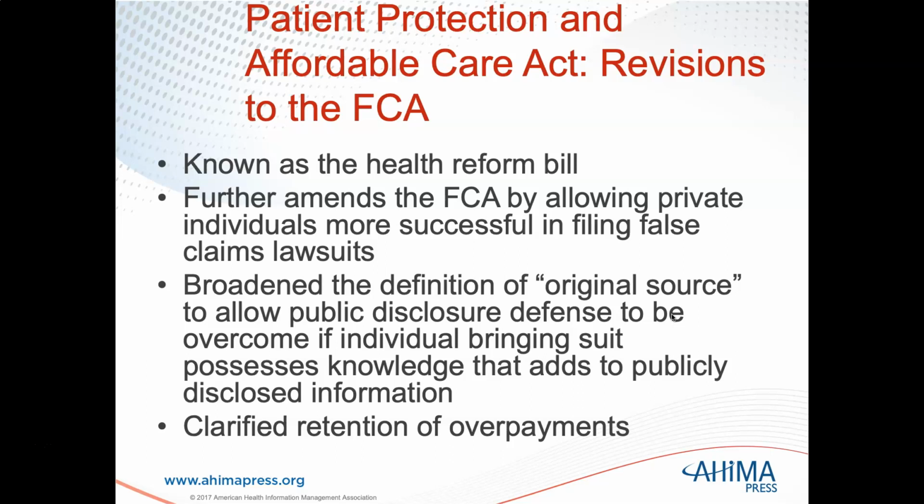In this case, the ACA had a lot of other major provisions, but a couple of the things that were tucked into it had to do, again, with extending the False Claims Act. It further amends it by allowing more private individuals opportunity to be successful in filing false claims lawsuits. It broadened the definition of original source to allow the public disclosure defense to be overcome if individuals bringing suits possess knowledge that adds to publicly disclosed information, and it clarified the retention of overpayments. What could be retained in an overpayment?